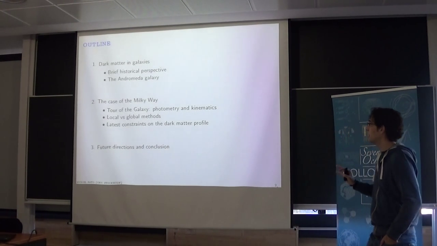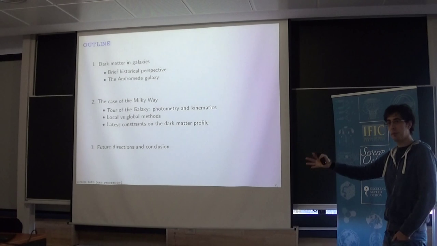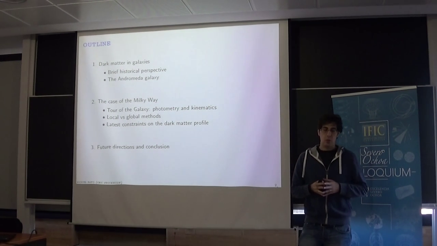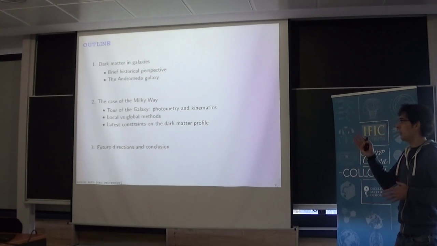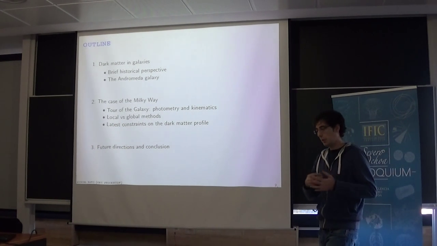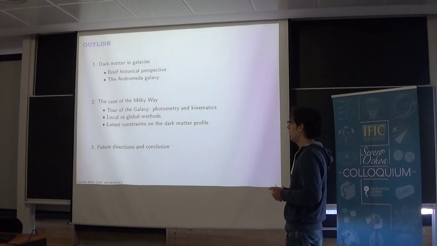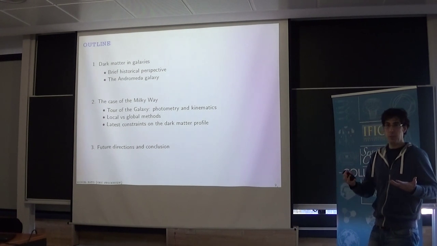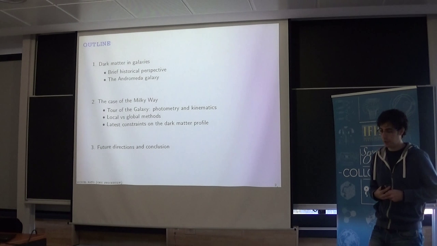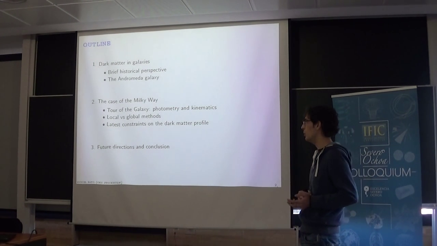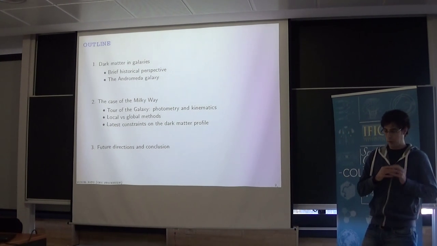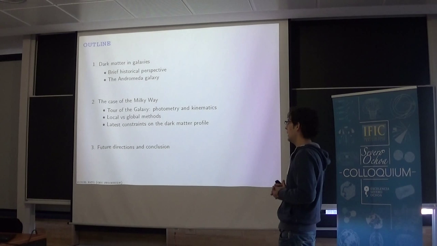Okay, so this is the outline of my talk. I'll start with a very brief historical perspective on the evidence for dark matter in galaxies, and for that I'll focus on another very special galaxy, the Andromeda Galaxy. It is the closest spiral galaxy to ourselves. This will basically set the stage for talking about the case of the Milky Way. And here I'll give you a little bit of a tour of the galaxy and indicate what are the data that we can use to trace the different components. I'll introduce a little bit the methods used in the literature to constrain the dark matter distribution in the galaxy.